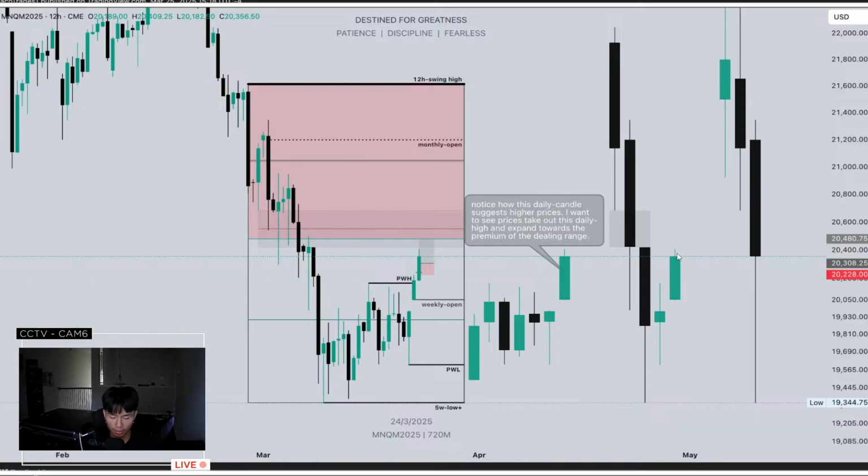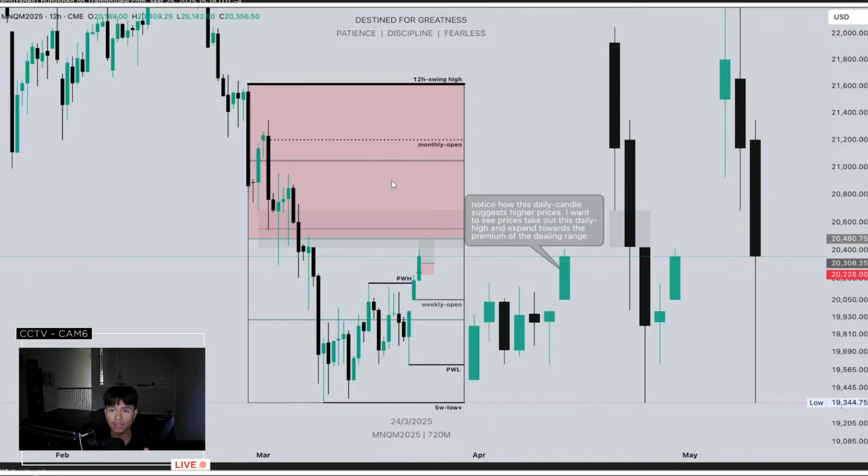And so here, the whole idea is that we should take out the daily high. After we take out the daily high, we should expand. We should continue to expand higher towards the premium of this dealing range to allow the sellers to sell, right? Sellers are going to want to sell in premium. So if they have the chance to sell in premium, that's good. And that's the higher time frame objective and model.